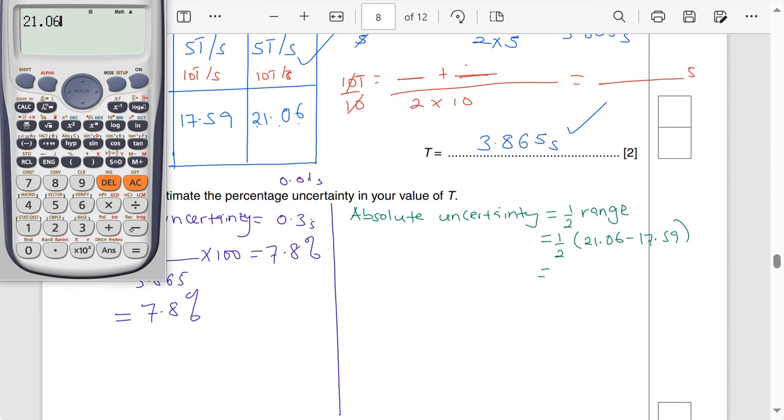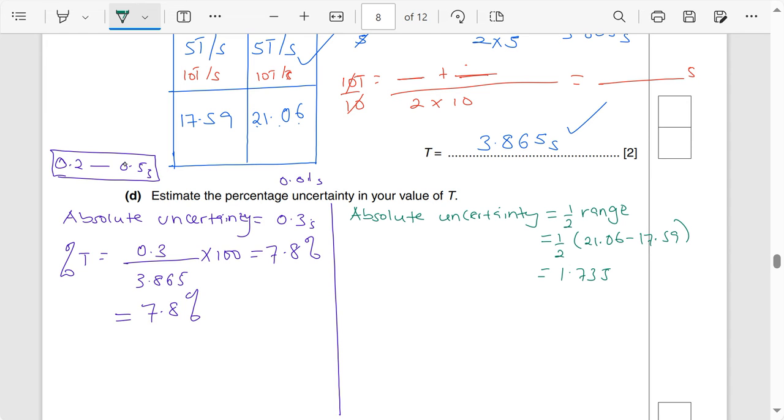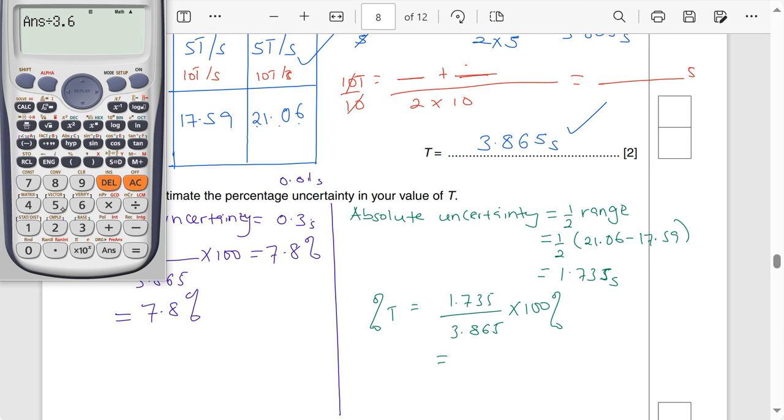So 21.06 minus 17.59, divided by 2. This is giving me 1.735. This is going to be the absolute uncertainty. Of course, it is in seconds. So if I want the percentage uncertainty in T, this will be 1.735 divided by 3.865 times 100. So that is going to be 44.9%.